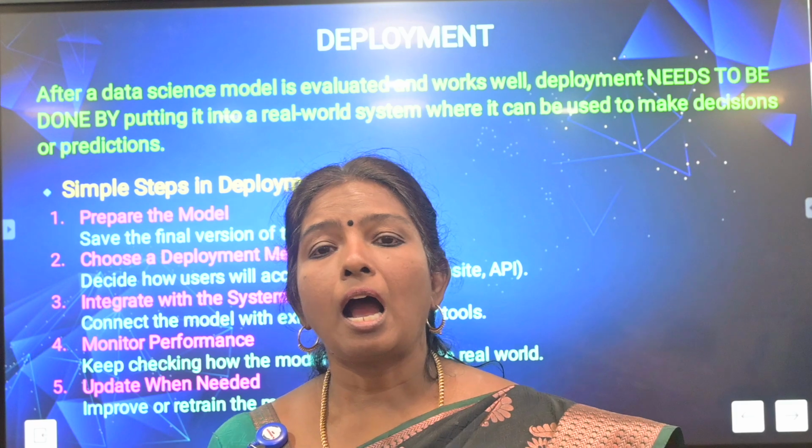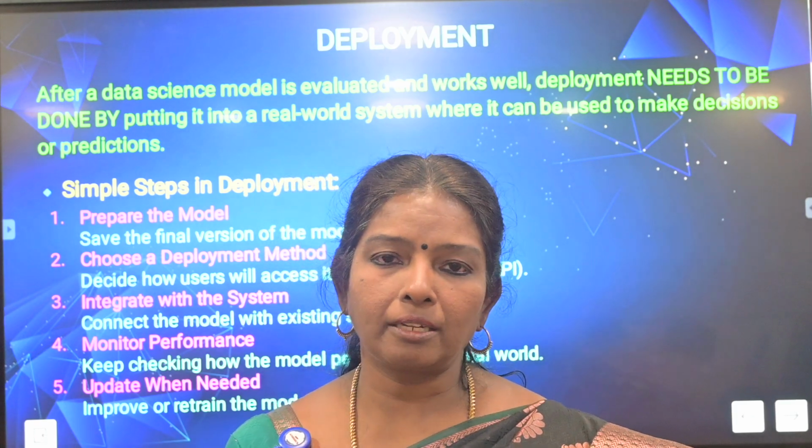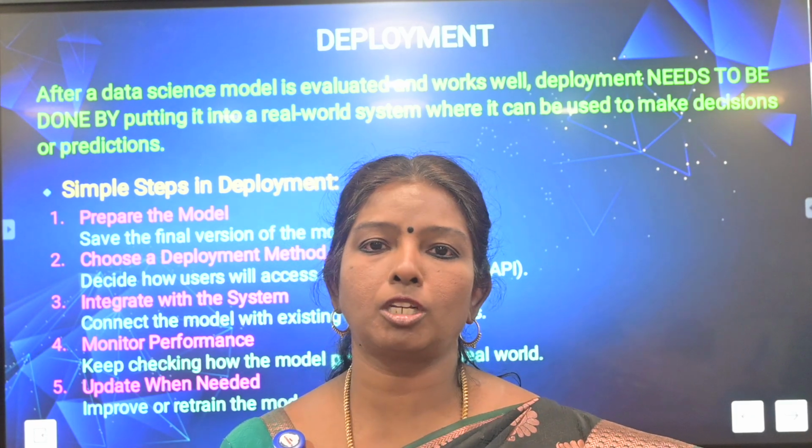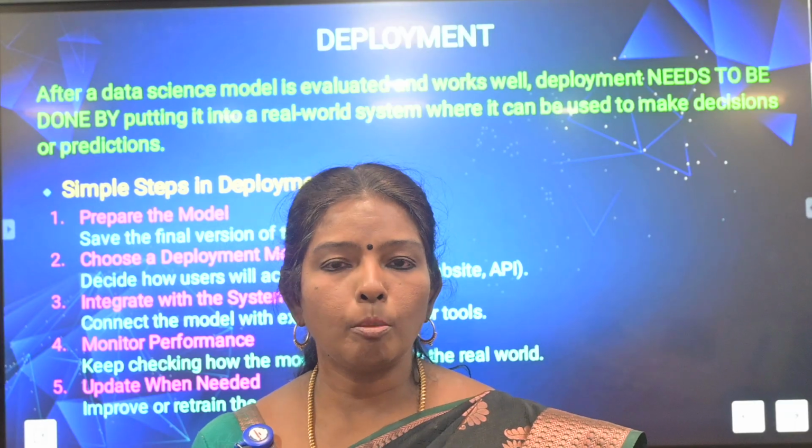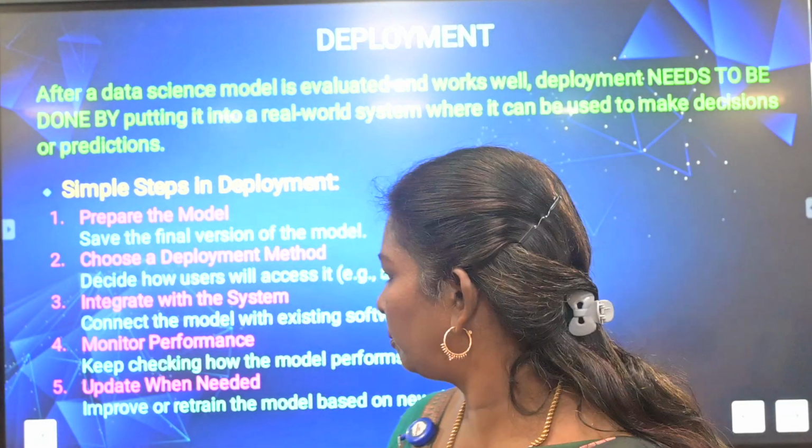And then I need to maintain it. That is, I need to update the system when and where it is needed based on the real world situation.